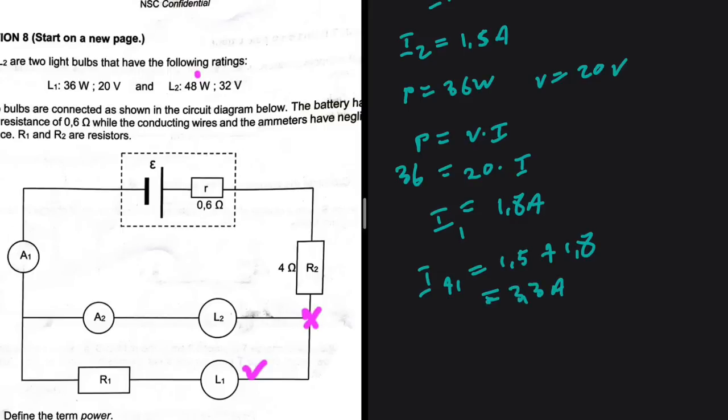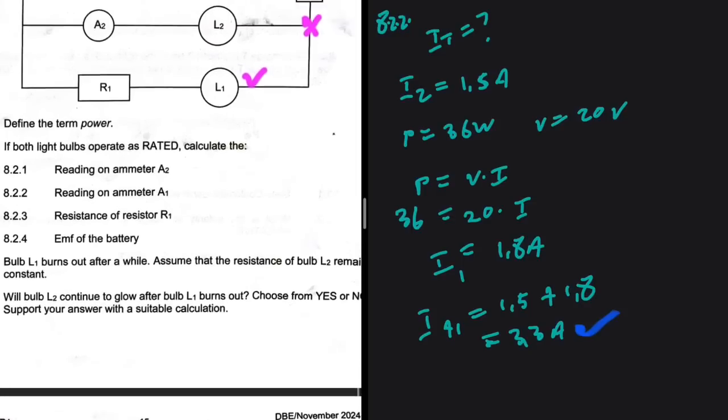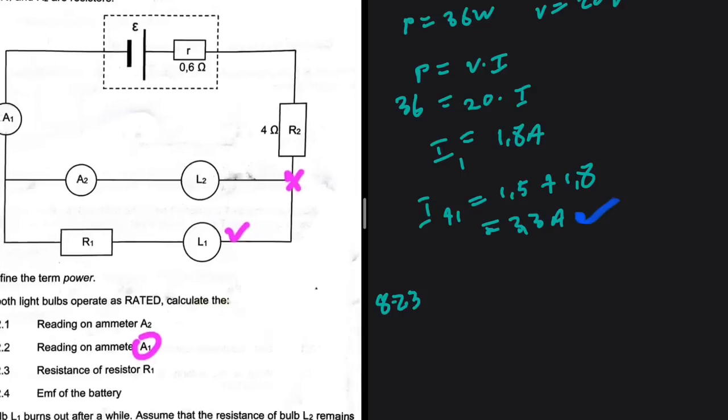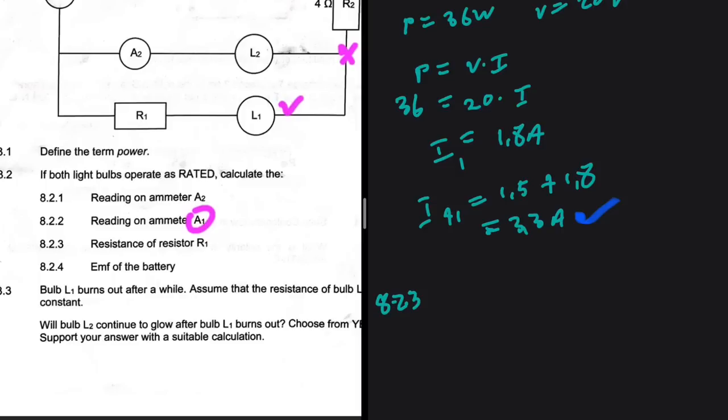But we're in the final exam. We don't want to make any mistake. We will literally punch in the calculator 2 multiplied by 2, even though we know that it is 4. So that is 8.2.2. Let's take a look at 8.2.3. So 8.2.2 said, let's find the reading on A1, right? And A1 is the total current. I was just making sure that I didn't miss anything.